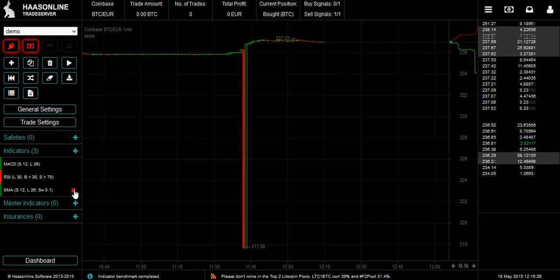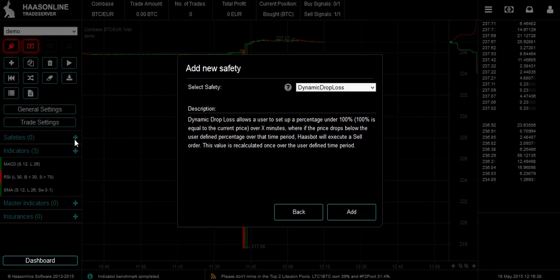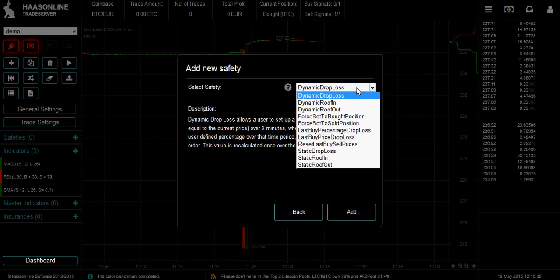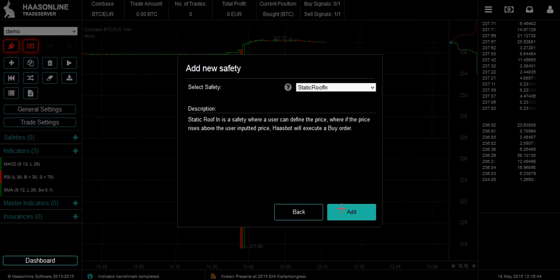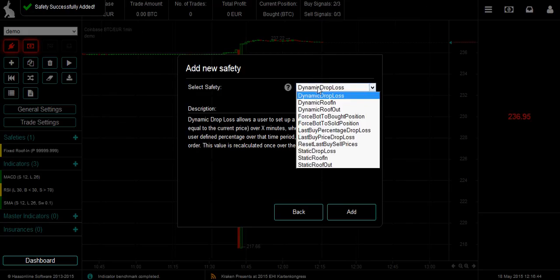Now I want to show you another part of the bot, and that's the safeties. The safeties are going to override everything else, just in case. So for example, let's look at the static roof in and the static drop loss first.